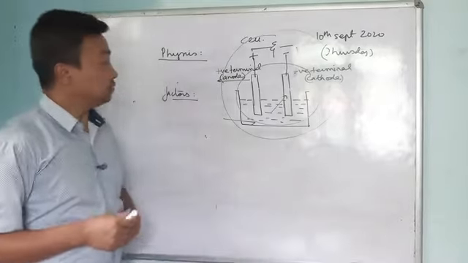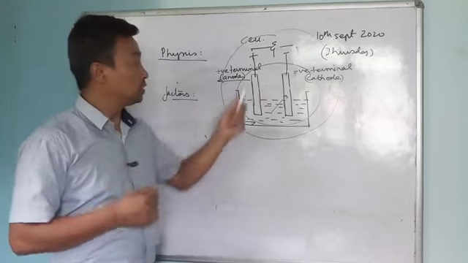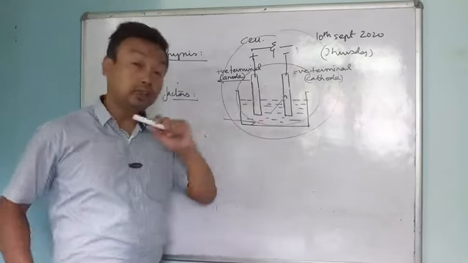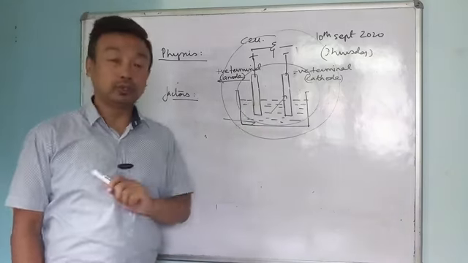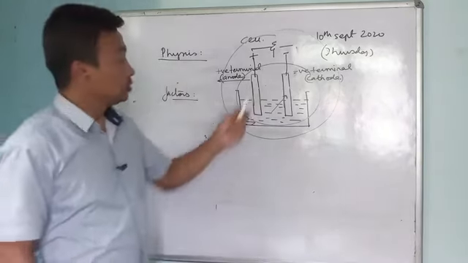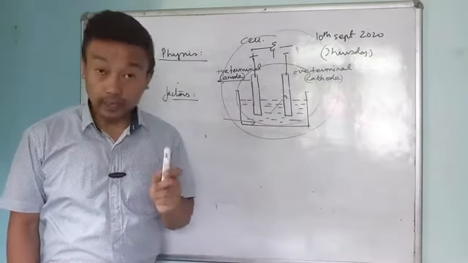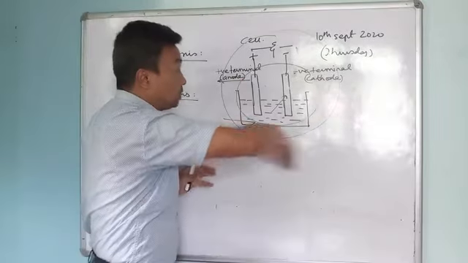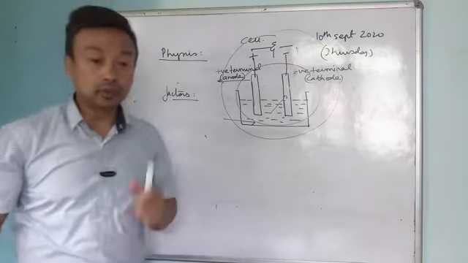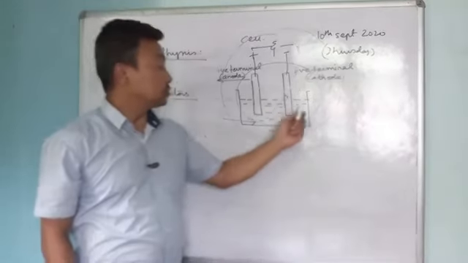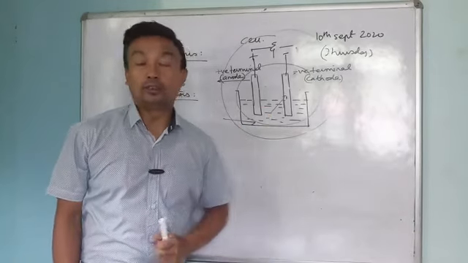Now EMF of a cell is independent of other factors. It does not depend on the shape of the electrodes. It is independent of the shape of the electrodes. Second one is the distance between the electrodes, it is also independent for the EMF, because EMF is for the complete cell. So whatever is the distance between them, it is independent. And third is how much of the electrolyte is used in the cell. That means the amount of electrolyte used in the cell.